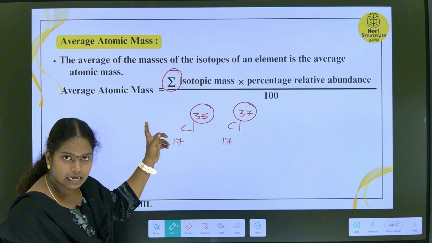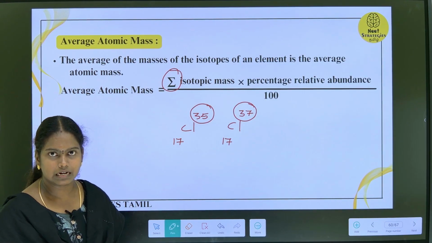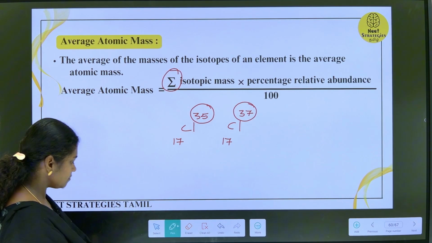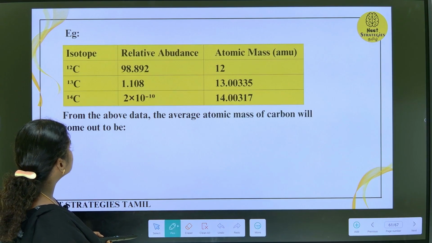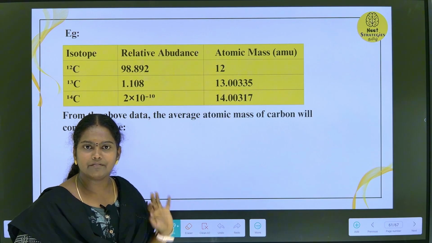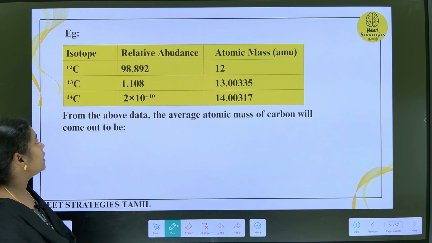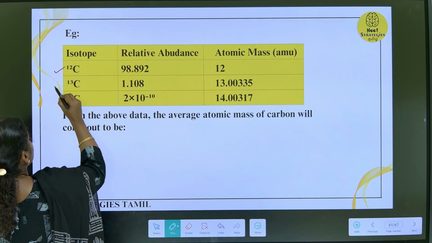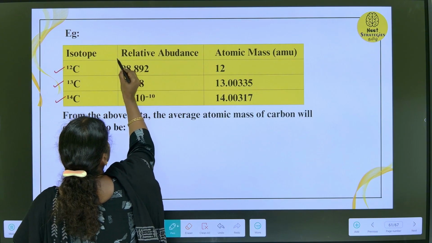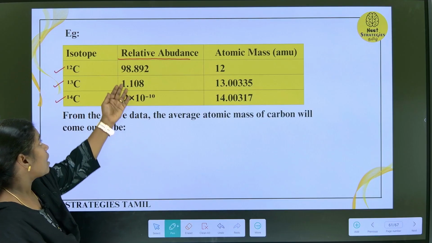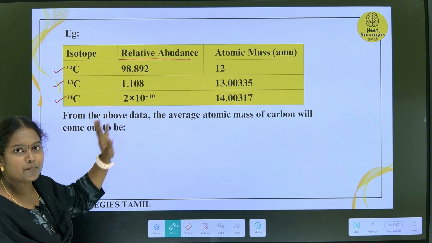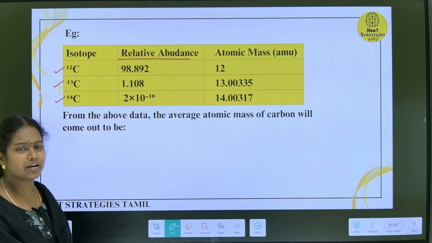So we want to calculate the average atomic mass. This is the formula, right? Next one, look, how to calculate. This is 3 carbon. Okay, so we need to see how much availability is present. There are 3 carbons. What are the 3 carbons? Carbon 12, carbon 13, carbon 14. There are 3 carbons, and their relative abundance. Okay? So if you look, carbon 12 is 98.89% available. Carbon 13 is 1.1 level, and carbon 14 is a very minute level, 2 into 10 power. Okay?